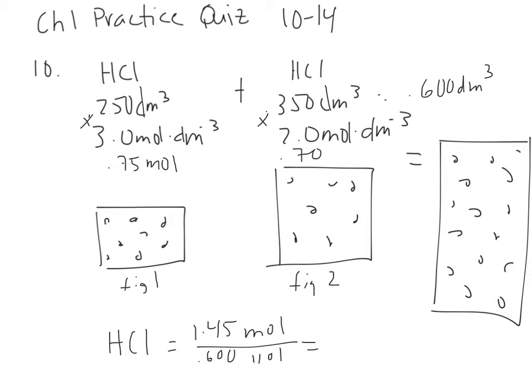And so when I divide that, 1.45 divided by 0.6, my new strength is 2.42 moles per decimeter cubed, which seems reasonable because it should be slightly less than the 2.5 since the weaker one had the slightly greater volume.